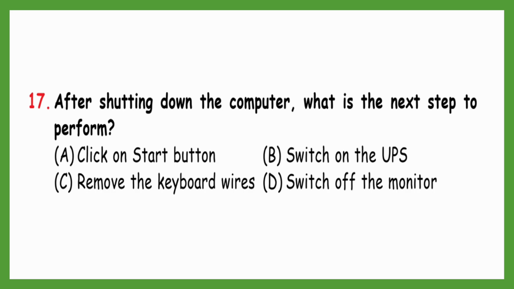After shutting down the computer, what is the next step to perform? Option A, click on start button. Option B, switch on the UPS. Option C, remove the keyboard wires. Option D, switch off the monitor. So after shutting down the computer, we must switch off the monitor. So which is the correct option? Option D.